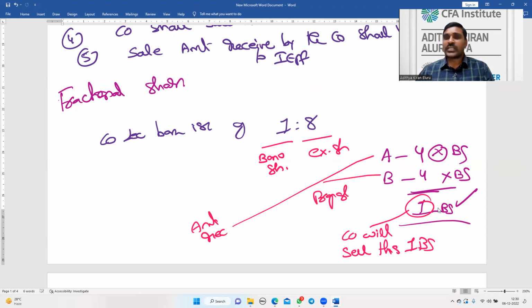proportionately. Since neither A is eligible nor B is eligible separately, but combinedly they are eligible for one bonus share, the company will sell that one bonus share in the market. Whatever the amount obtained will be distributed to the shareholders proportionately. But if they do not come forward to claim the amount for a period of 7 years, after 7 years that will be transferred to the IEPF. That is what this point.